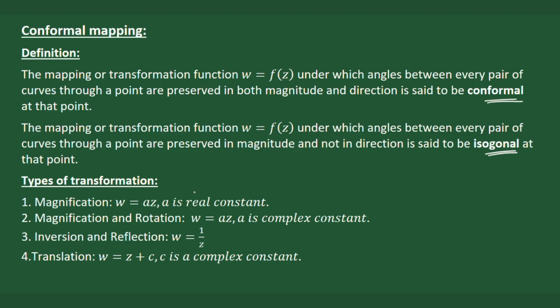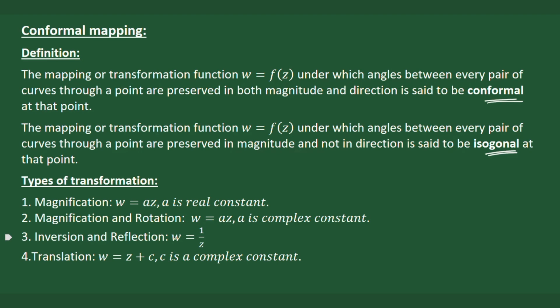Coming to conformal mapping, we have four types. First is magnification, second magnification and rotation, third inversion and reflection, and fourth is translation. Magnification means magnification alone occurs. So the transformation should be w = az, with a being a real constant. The image in the w plane will be magnified a times. Next, type 2 is magnification and rotation. Here a should be a complex constant. So the diagram will be magnified a times, and meantime rotation also takes place.